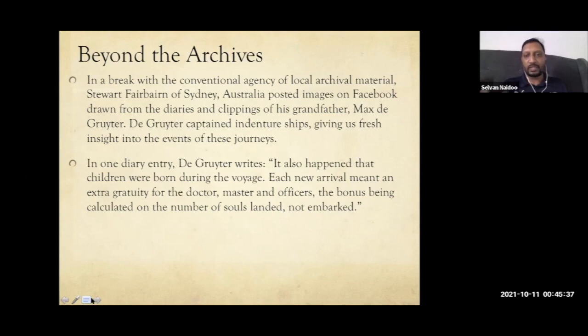Here, in de Krutter's diary, he speaks about how it also happened that children were born during the voyage of indenture. Each new arrival meant that there was an extra gratuity for the doctor, the master, the officers, the bonus being calculated on the number of souls landed and not embarked. Here, we just start seeing the commodification of children.